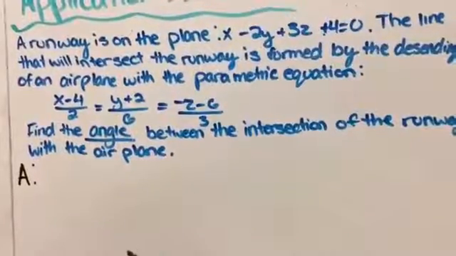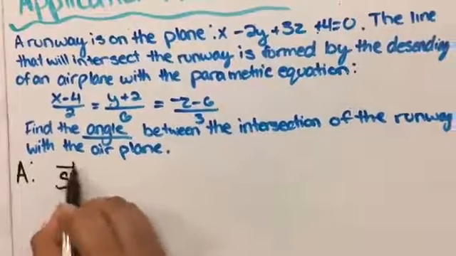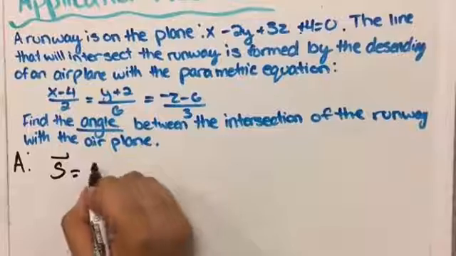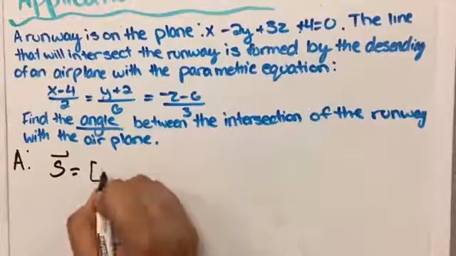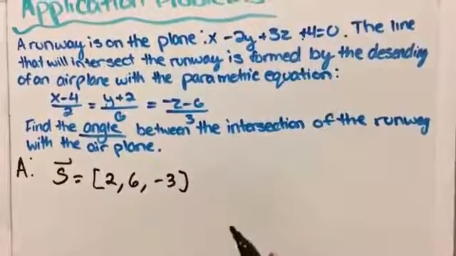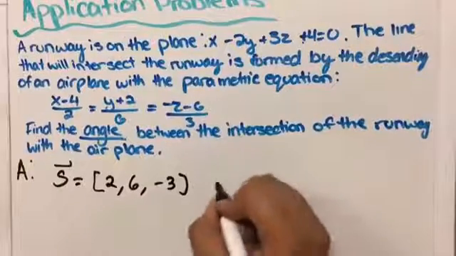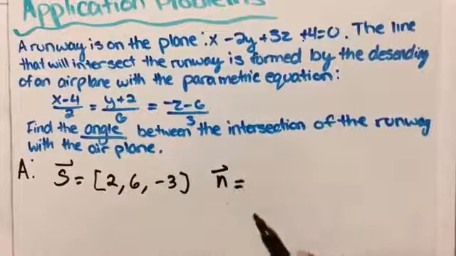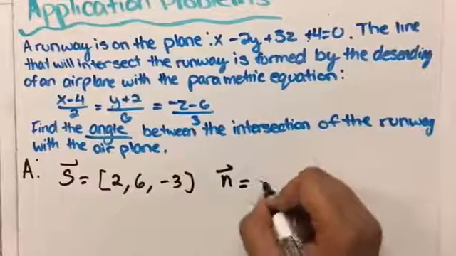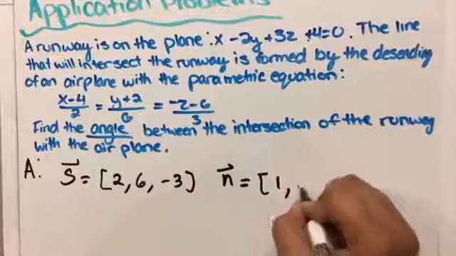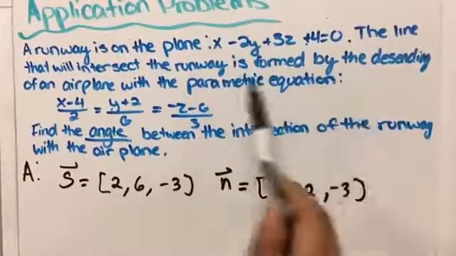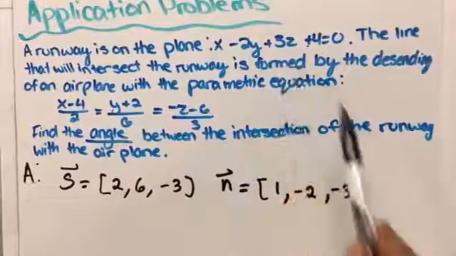So to solve this, we will need a direction vector. Let's call that direction vector s. We can find a direction vector from the parametric equation of our line. So the coordinates of our direction vector would be 2, 6, and negative 3. We also need a normal vector to find the angle between the airplane and the ground. So let's call our normal vector n. We'll get the coordinates for the normal vector from the equation of the plane, which would be 1, negative 2, and 3, as you can see here. So the x-coordinate is 1, the y-coordinate is negative 2, and the z-coordinate is 3.